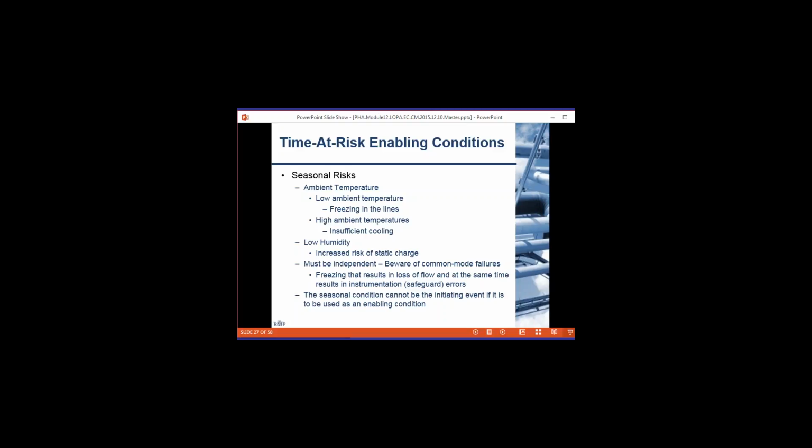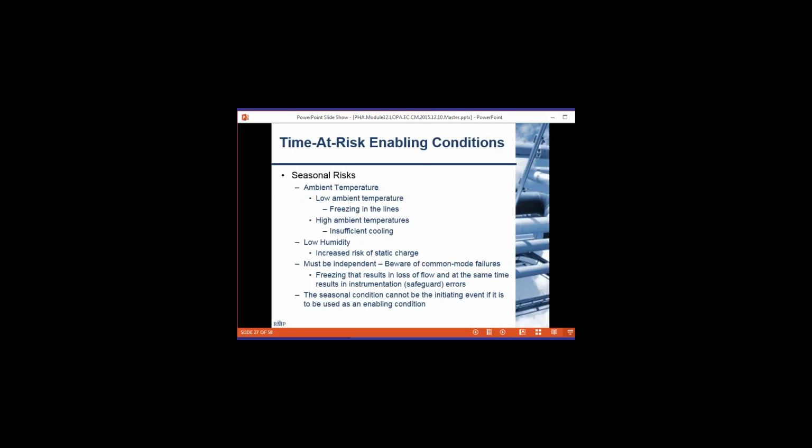So I want to point out, beware of common mode failures. For instance, if you're looking at low ambient temperature causing freezing, if at the same time it's also causing freezing in your instrumentation, you don't really want to take some sort of enabling condition probability that's going to temper your overall likelihood of the event occurring.